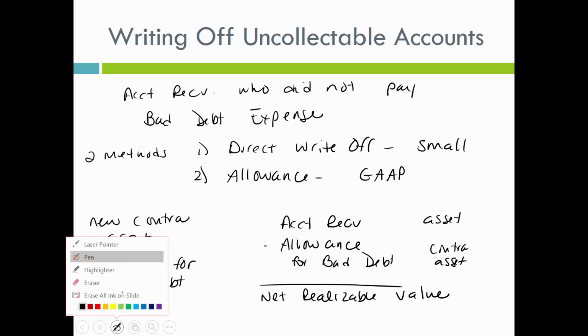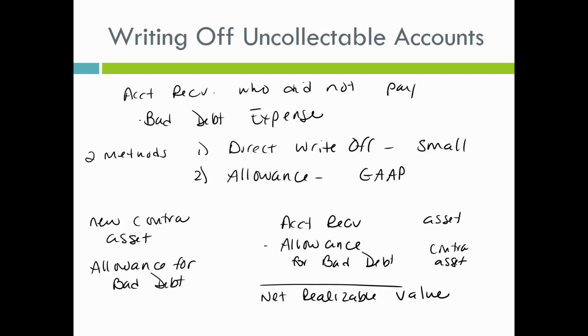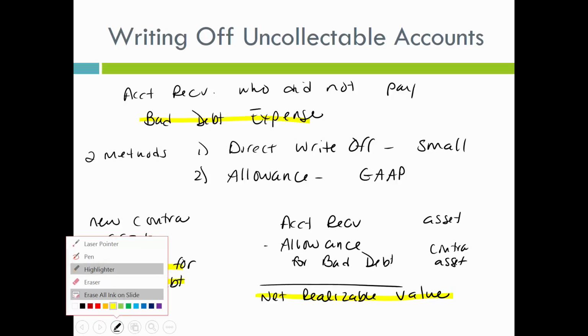So the new accounts we have are the bad debt expense, the allowance for bad debt, and then the other new thing we're introducing here is the net realizable value, which again is very similar to the book value for assets. So it's what it's actually worth, kind of.